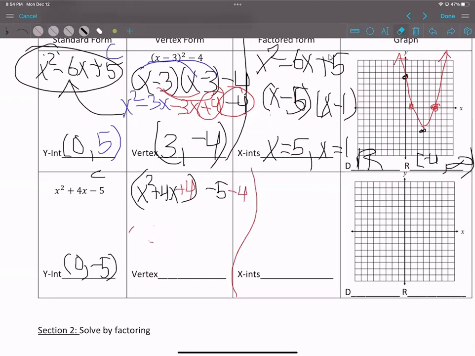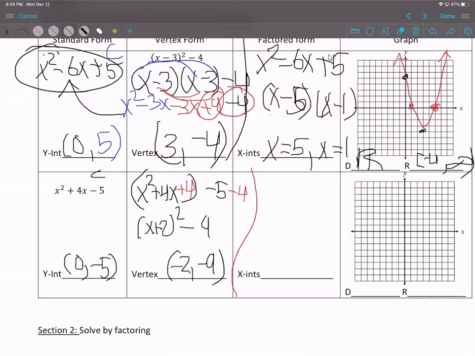I'm just going to go ahead and erase this just so I have the space. So then you can factor that trinomial. That would just be x plus 2 squared. -5 minus 4 would be -9. So our vertex for this one would be -2, -9.